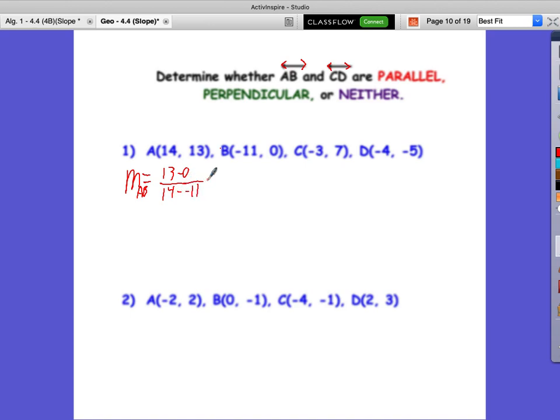Minus a negative 11. Okay, so you can do 13 minus 0 over 14 minus a negative 11. 13 minus 0, last I checked, is 13. Two negatives in a row, we add the opposite. 14 plus 11 is 25. Does that reduce? No. Are we done? Not actually, because you have to look at the slope of CD.